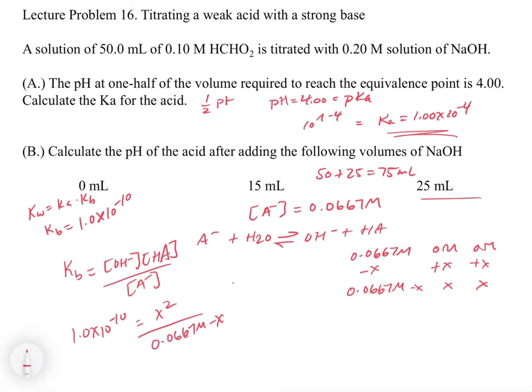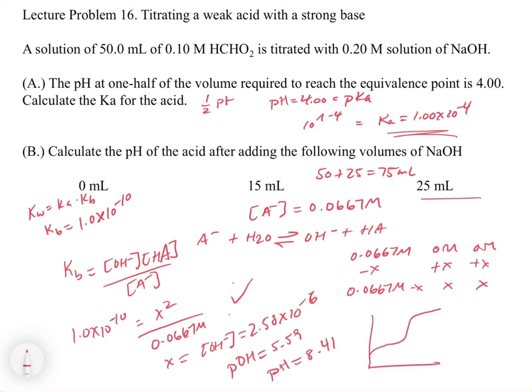We check our approximation: is 0.0667 divided by 1 times 10 to the minus 10 greater than 100? It is. So that means we can get rid of our X. If we solve for X by multiplying the Kb times the 0.0667 and taking the square root, you get that X, which is equal to the concentration of OH minus, is equal to 2.58 times 10 to the minus 6th. We can get a pOH from that equal to 5.59, and so our pH is equal to 8.41.